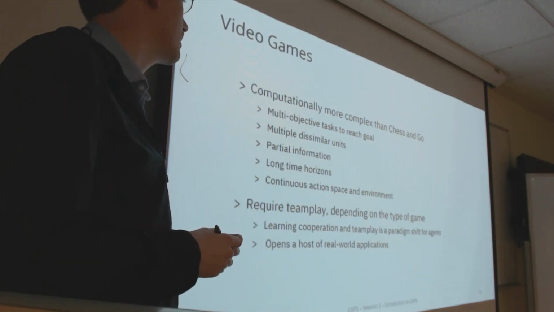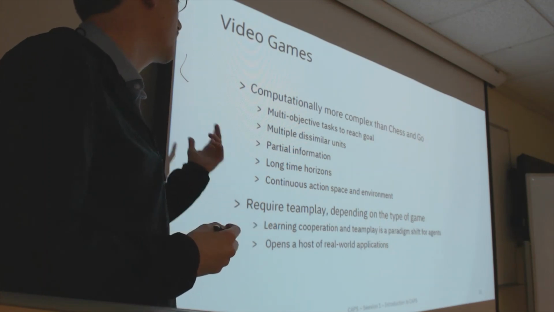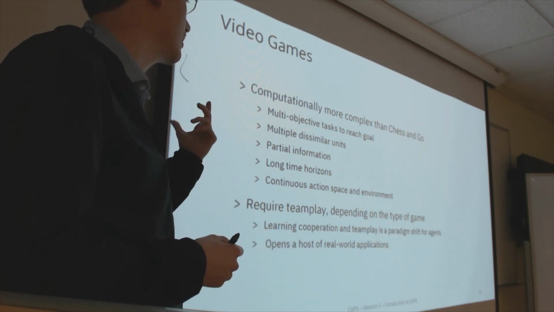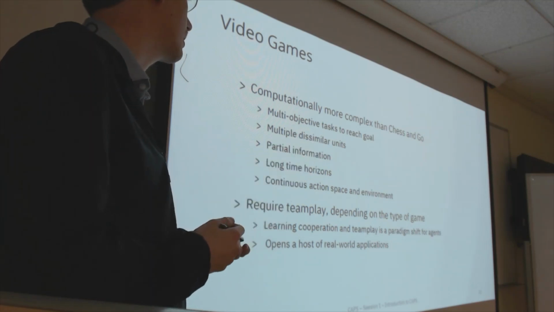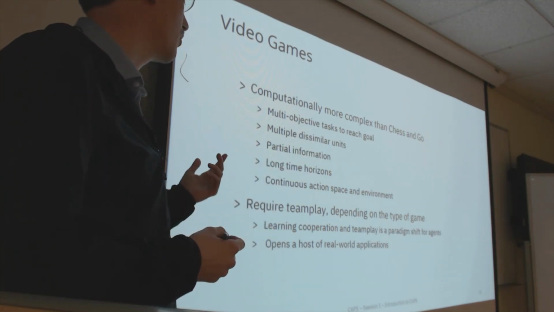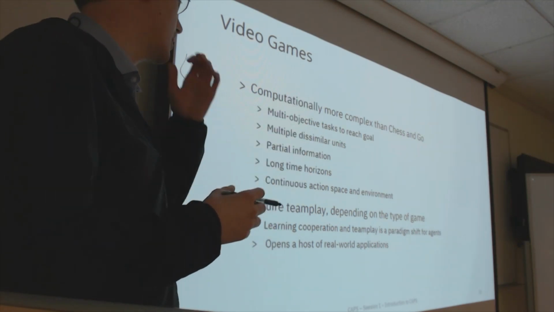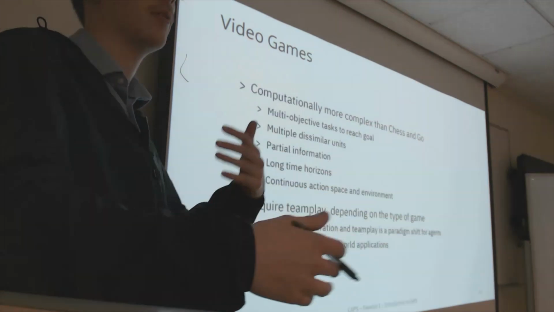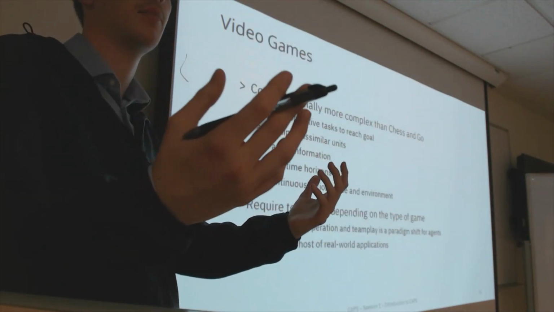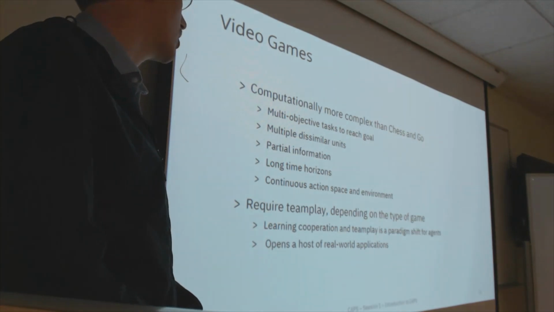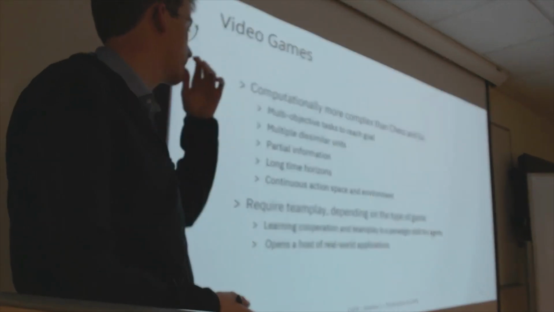It's a more diversified environment there. Multiple dissimilar units. I guess you could argue in chess that you also have dissimilar units, but in StarCraft, it's literally hundreds. Partial information. So you can never actually see the entire map, whereas in a Go game or a chess game, you just see the board and it's there. Continuous action space and environment, and then, oh yeah, long time horizons.